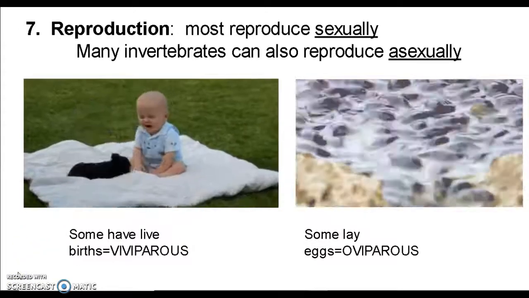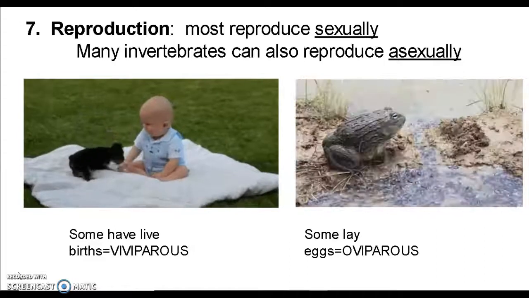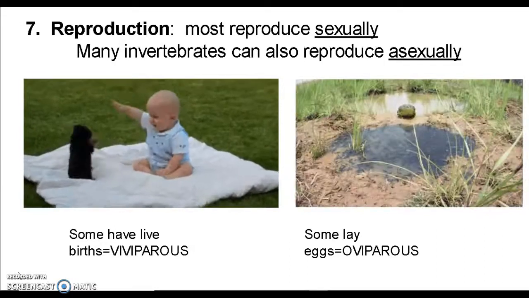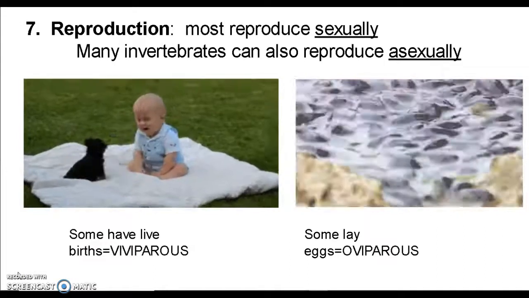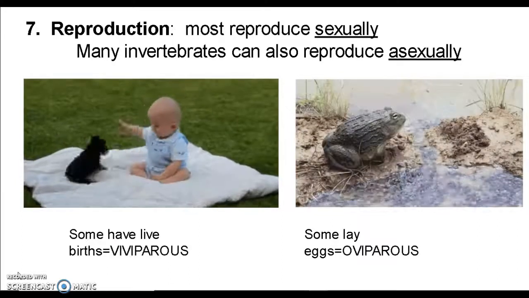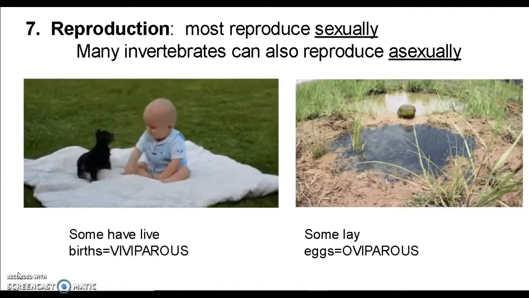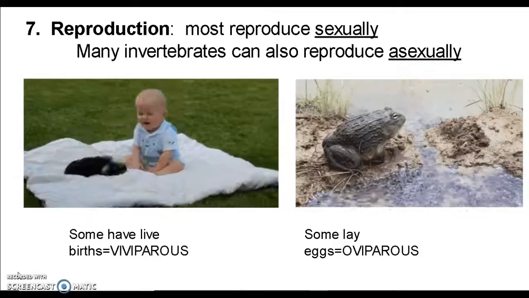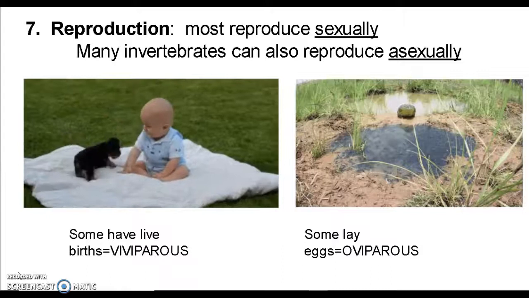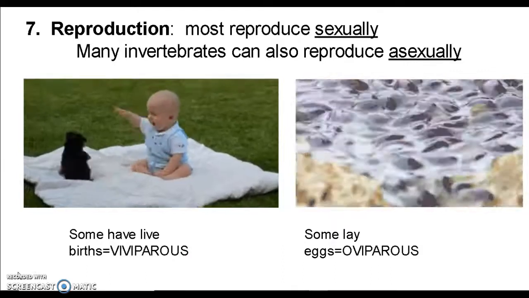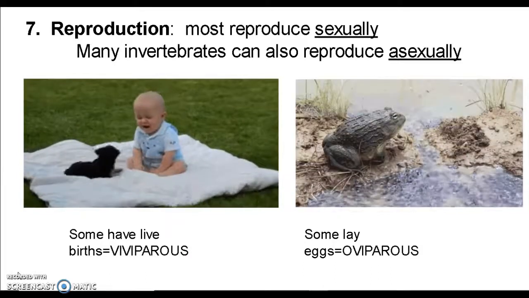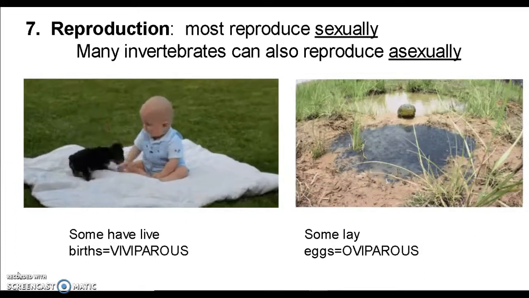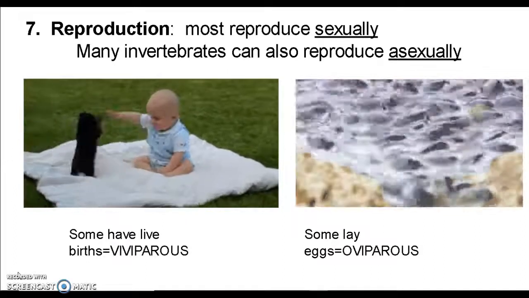And finally, there is reproduction. Most animals reproduce sexually. That involves two parents, a male and a female, the combination of a sperm cell and an egg cell to create a new offspring that contains 50% of the genes from the mother and 50% of the genes from the father.